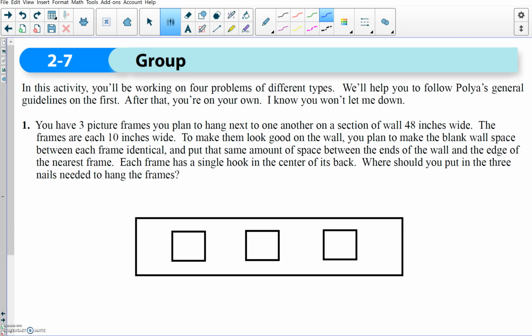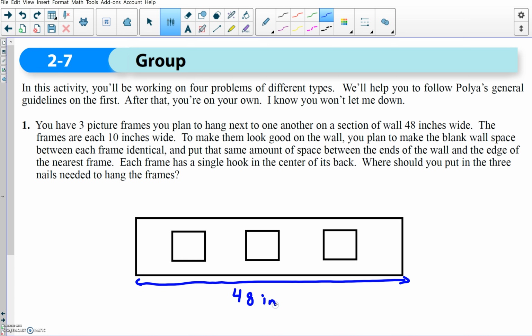So the first thing I did is drew myself a picture like you guys see below. So I drew my wall, which is this big rectangle, and I placed my 3 picture frames. And your pictures don't have to be exact or artistic or anything. They just need to be a rough sketch, so that way you can see what's happening. So I can go ahead and start marking up my picture. So I know that the length of the wall is going to be 48 inches.